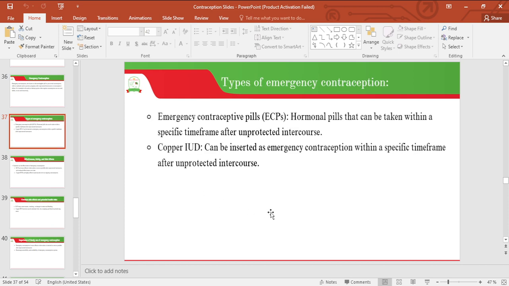Types of emergency contraception. Emergency contraceptive pills. We have the hormonal pills that can be taken within a specific time frame after unprotected intercourse. Then we have the copper intrauterine device. This can be inserted as an emergency contraception within a specific time frame after unprotected sexual intercourse.